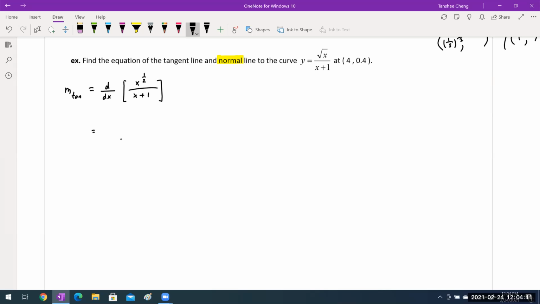So using the quotient rule, taking the derivative of the numerator, that will be 1/2 x to the negative 1/2. Right? Bring down the exponent and then subtract 1 from the exponent. Times the denominator, minus the numerator x to the 1/2 times the derivative of the denominator, which is x plus 1; the derivative of x is 1, the derivative of 1 is 0. And all over the denominator squared.